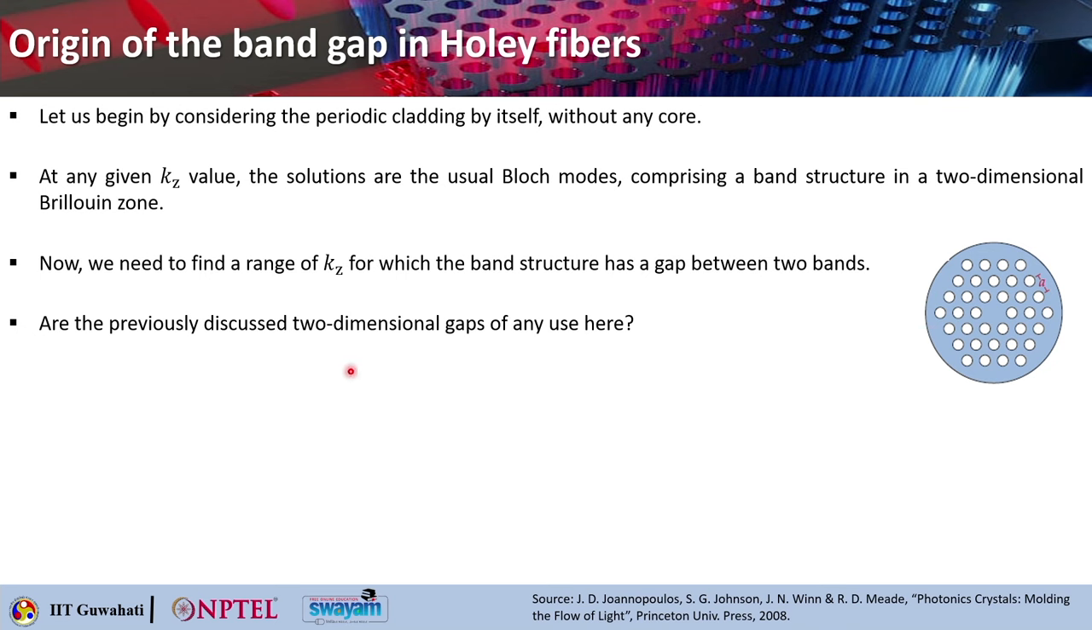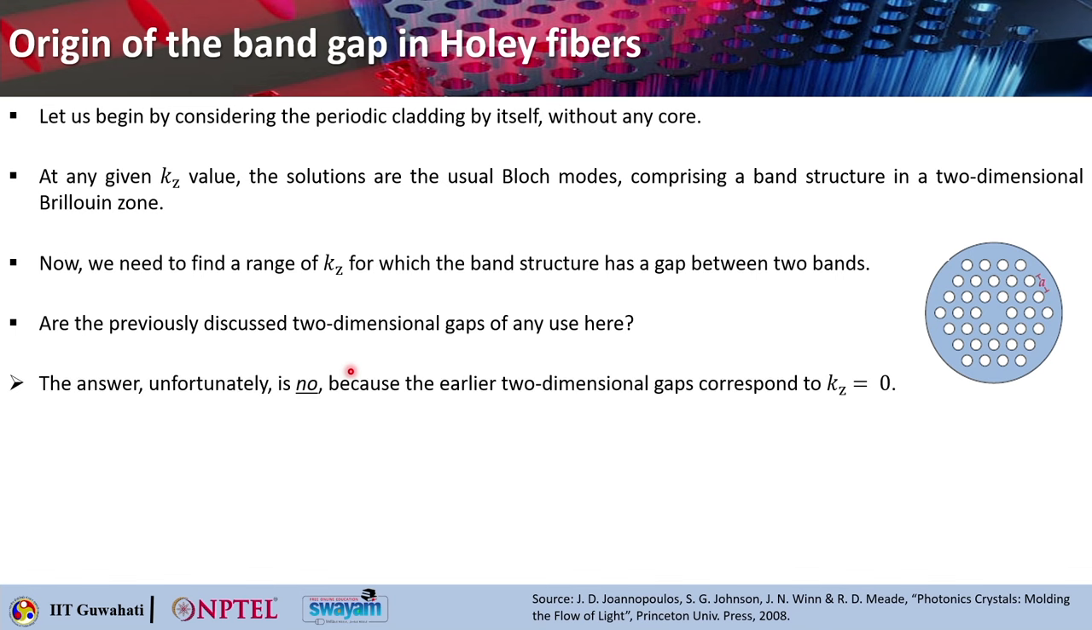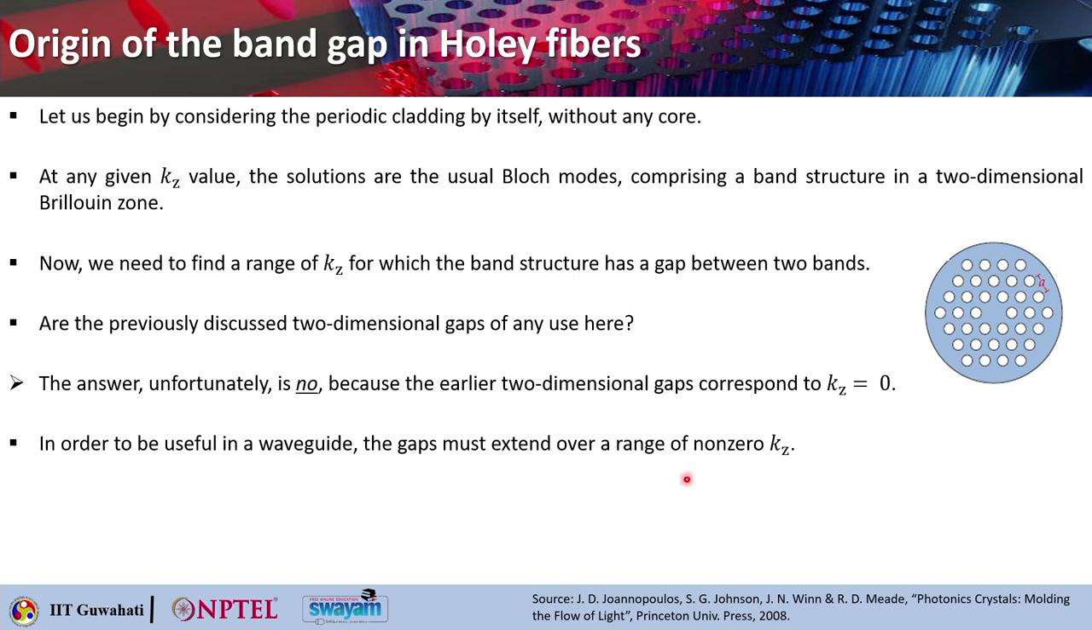Are the previously discussed two dimensional gaps, which we have done for two dimensional slabs, of any use here? The answer is unfortunately no, because in the earlier cases these two dimensional gaps all correspond to kz equals 0, but this is an infinitely long structure. So you cannot actually have kz equals 0. Rather, you need to find gaps that exist for a range of non-zero kz, and only then will it be useful for this kind of waveguide.